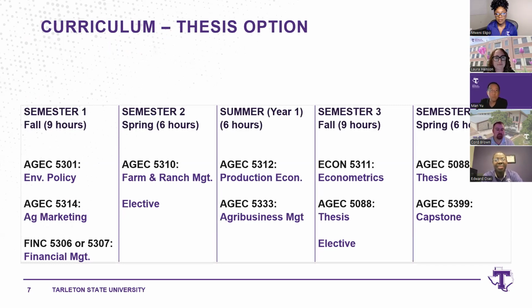And what you see on the screen right now is actually a listing of the courses that we offer by semester and by year of program. I'm not going to read through the list, but some of the key courses include environmental policy, farm and ranch management, ag marketing, and econometrics and so forth. All these are courses that are prescribed for the program for the thesis option.